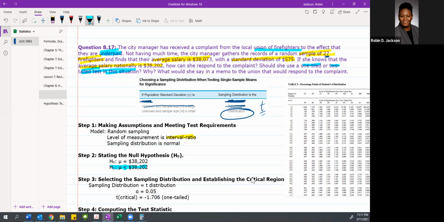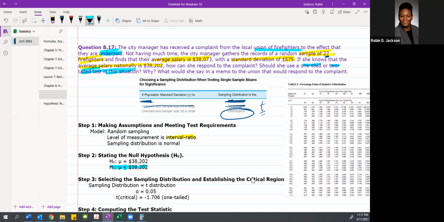And I gave you the reason why. When I highlighted that, the union of firefighters say they're getting paid less. That's why you would do a one-tailed test, and the direction. So you would answer that information, you type it up, give me a sentence or two, and explain that.